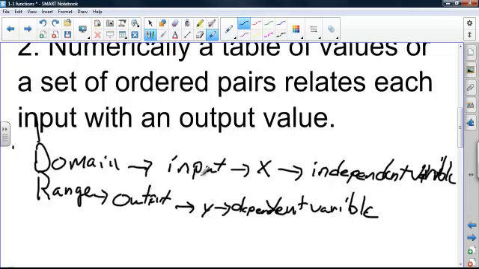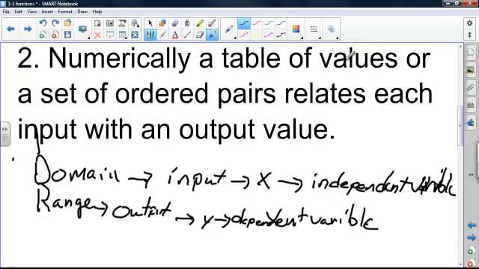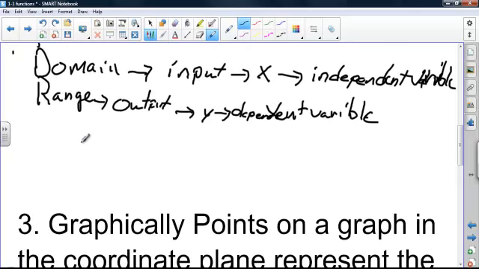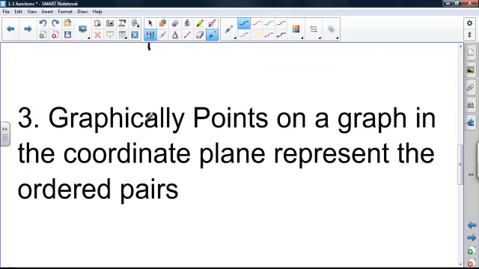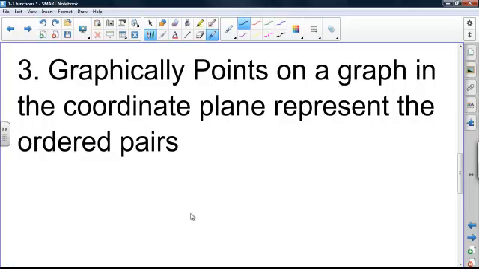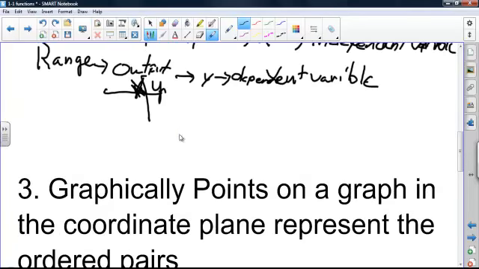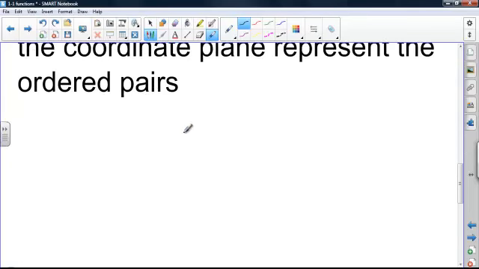Okay? So now with that being said, if we're looking at a numerical table of values or a set of ordered pairs that relates each input with an output value, an example of this is simply an XY chart. The third way you can see this is graphically: points on a graph in the coordinate plane represent the ordered pairs. So the pairs we just put up here, we can put that in a graph. And that will give us another way to represent a function.